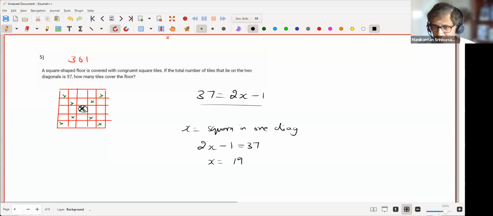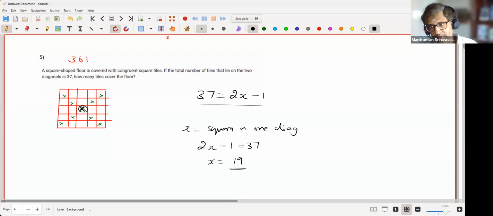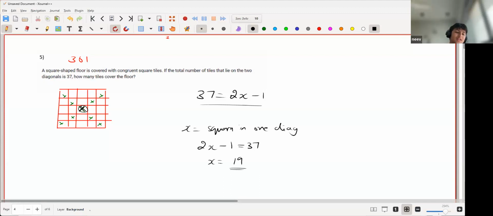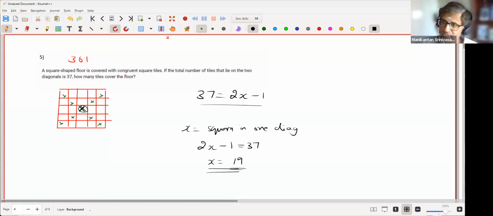X equal to 19. After that, we squared 19. Because you want to count the total number of squares in that box, so I think you do 19 squared. I agree, but the X that you counted for me is the number of squares on the diagonal. What is the relationship between that and the number of squares in the entire grid? What is the connection?